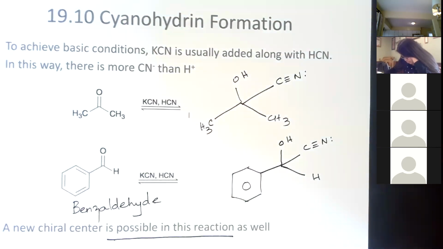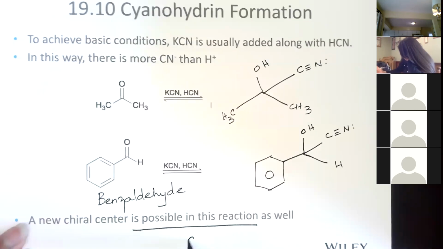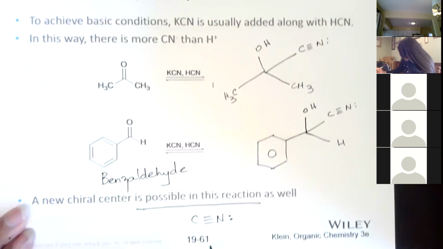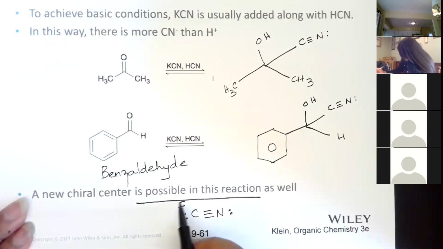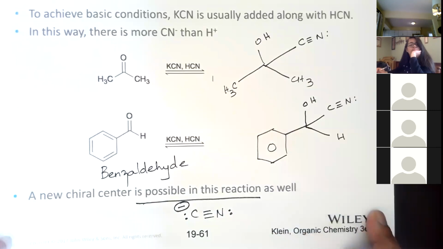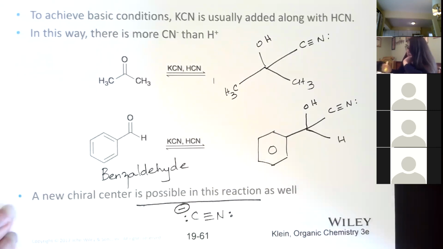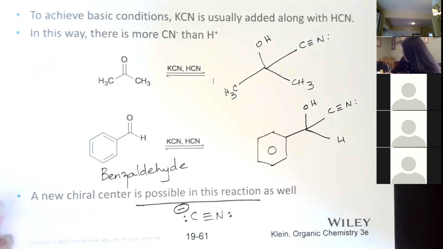Know the Lewis structure for CN minus. CN has a lone pair here, but this is the one that makes the ion negative, the lone pair on the carbon. Got it? Just like the Grignard reaction.